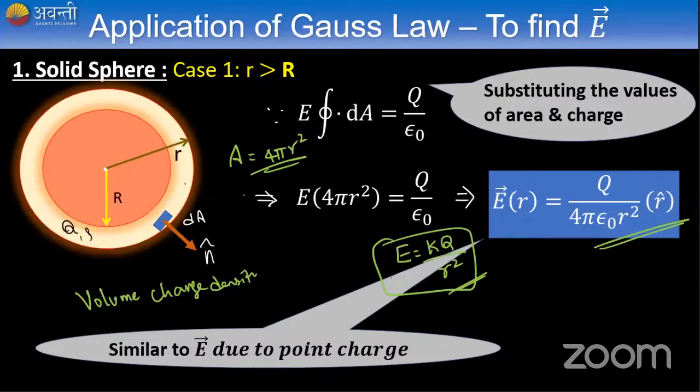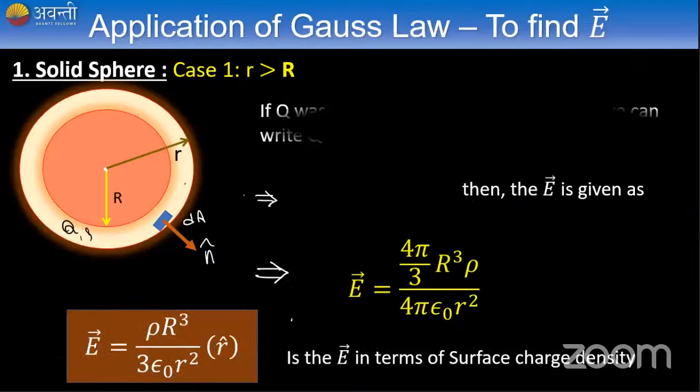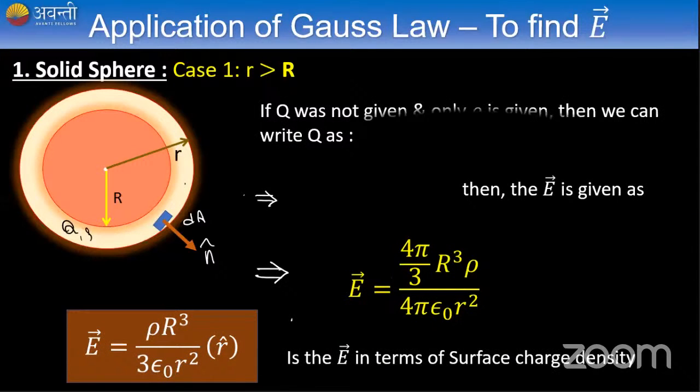It's given by rho is equal to, yes, Krish Modi, correct. Volume charge density, rho is equal to Q by volume, correct, Prajwal. So that's what we are trying to say. If Q was not given and only rho is given, then we can write Q as Q is equal to 4 by 3 pi r cube times rho.